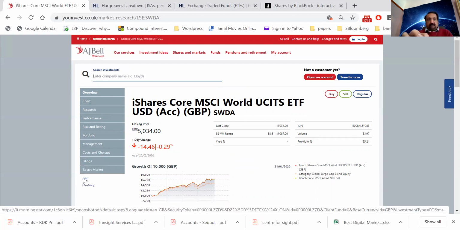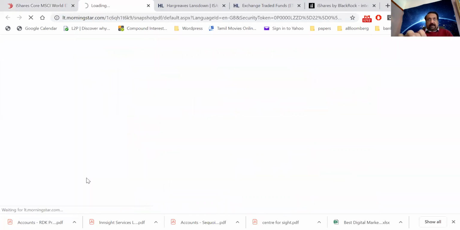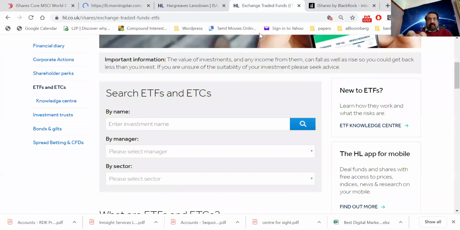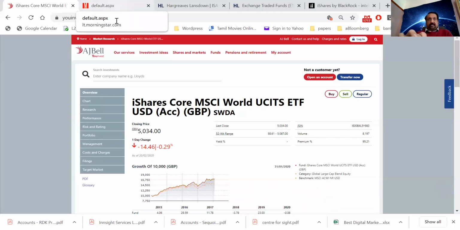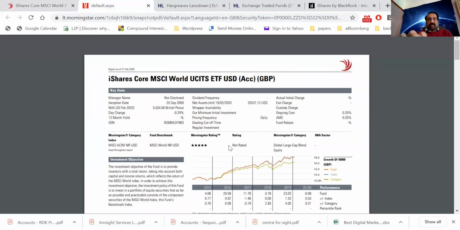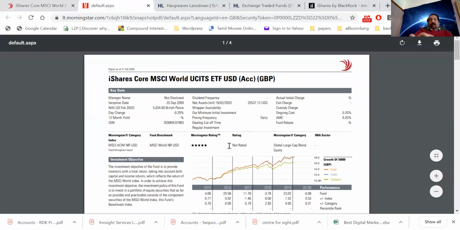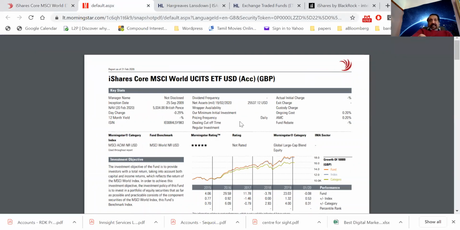target market. But if you go to this PDF, I'm going to open this up. And hopefully it will open up in another screen. So I'm still here, still on the same screen. And if you go to this screen, you will get the company-based information. Information now available by the company.